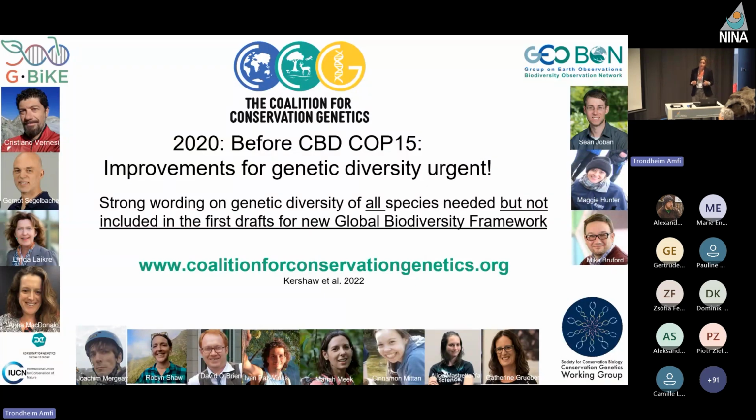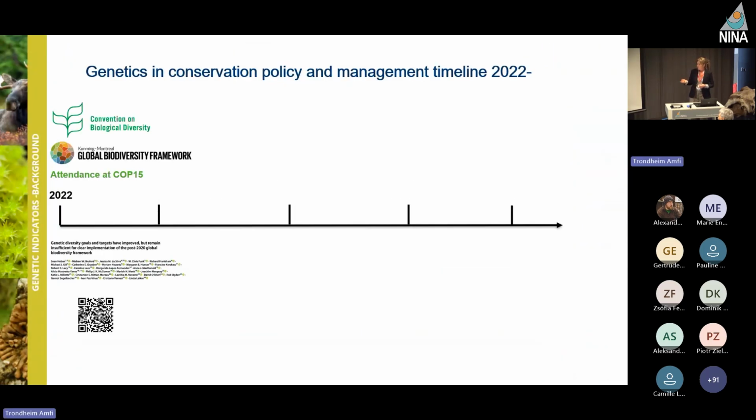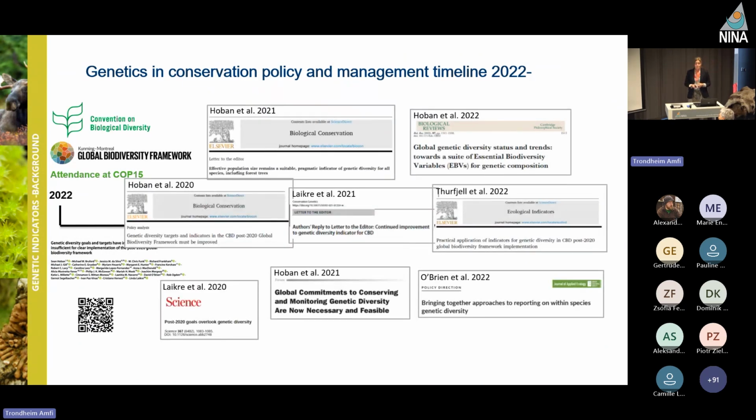So around 2020 and also a little bit before that, a lot of great minds put a lot of great efforts into highlighting the need to include genetic diversity of wild species in the CBD in their so-called Global Biodiversity Framework. So there were, again, a lot of different papers pointing towards the neglect of genetic diversity of wild species. And these are just some of them.